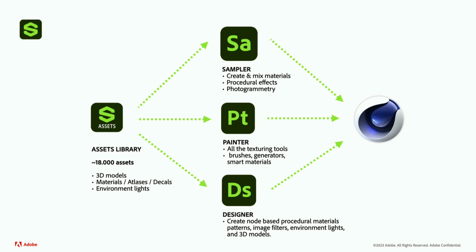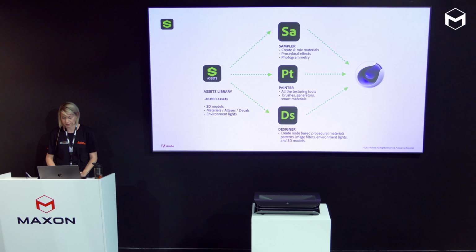And then we have Substance Painter. I don't think I have to introduce Painter to you. Maybe I have to. But this is a texturing tool where you can find different brushes, generators, and smart materials, and you can texture any kind of 3D asset with Painter. And then we have Designer, it's a node-based app where you can create procedural materials, patterns, and all kinds of other things. And as I said, you can use them in Cinema 4D.